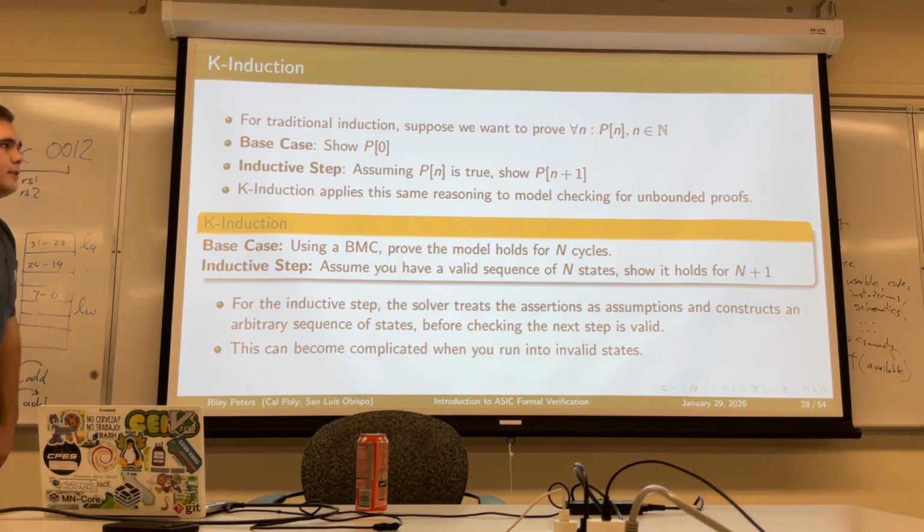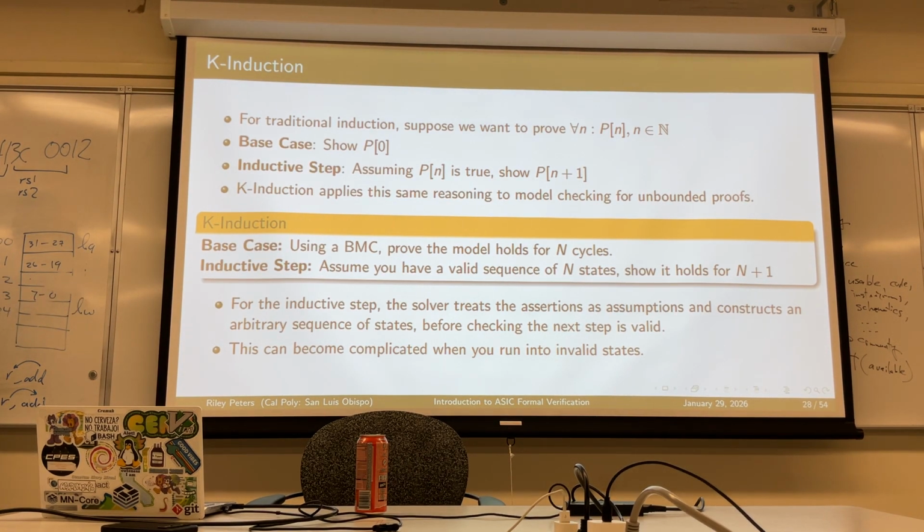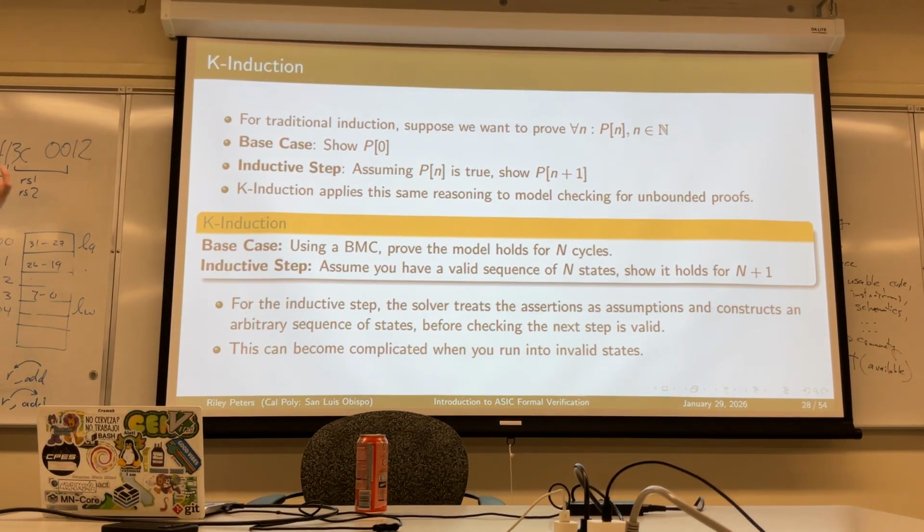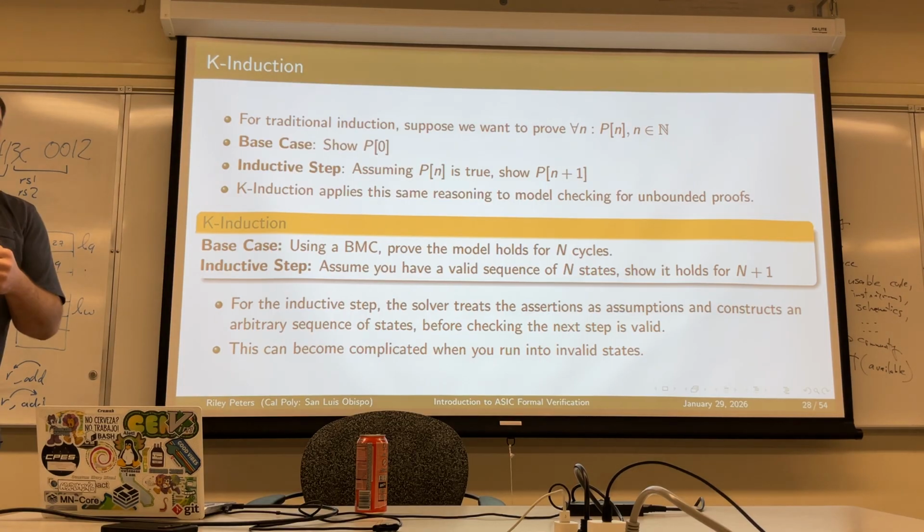For those who have taken 248 or any sort of discrete math classes, to give you some background on how induction works, you have something you want to prove that has some sort of natural number or sequential thing. You start by proving the base case, in this case showing that P of 0 is true, and then the inductive step is assuming I start at a place that's true, if I take one step forward, I should also be in a valid state. And that allows you to prove a chain of things.